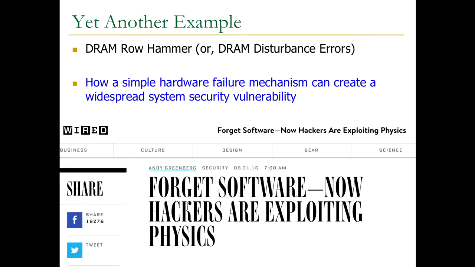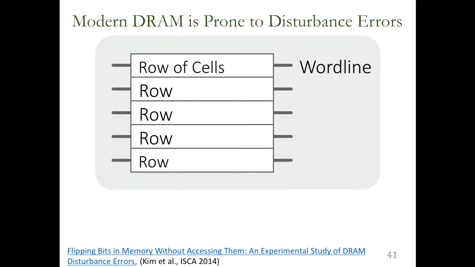And if you haven't read it, you can do a search. This is one search that I did, and Wired magazine came up with "Forget Software, Now Hackers Are Exploiting Physics." And that essentially describes it at some abstract level. But basically, I'll tell you, again at an abstract level, what happens in modern DRAM chips. Remember, this is like a bank that we've discussed, a bunch of rows. This is another abstraction of it.